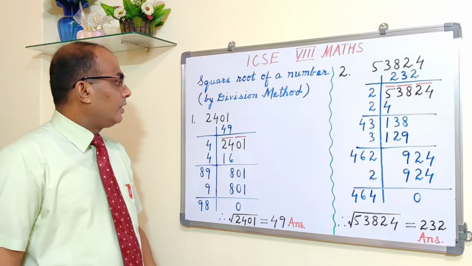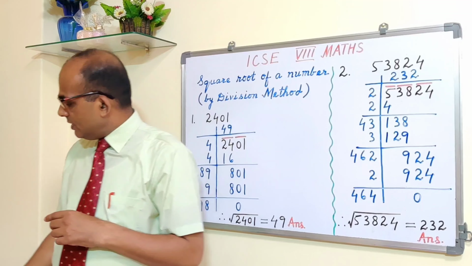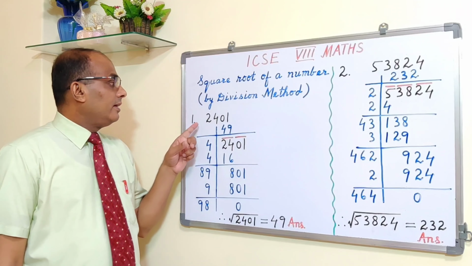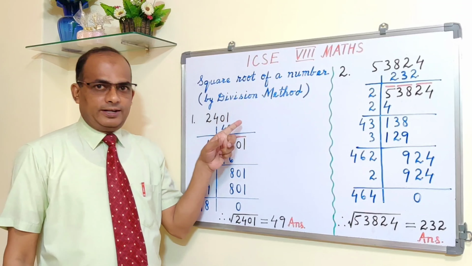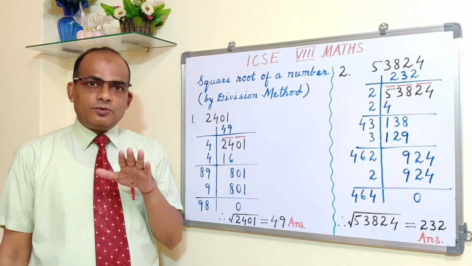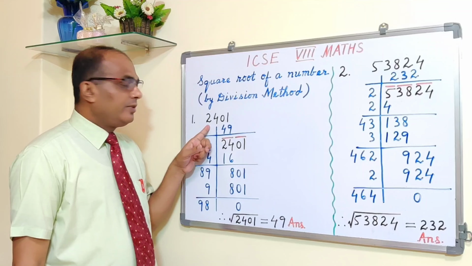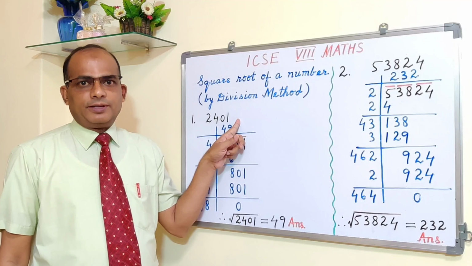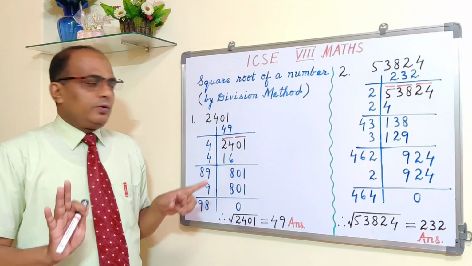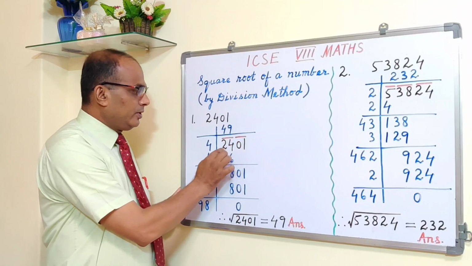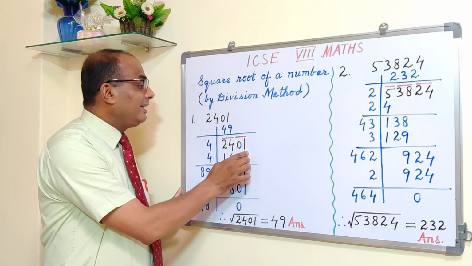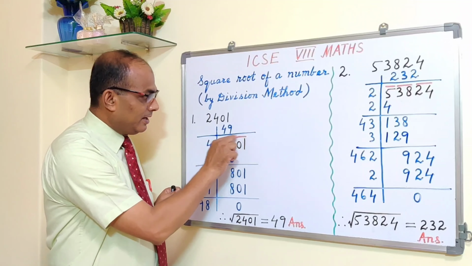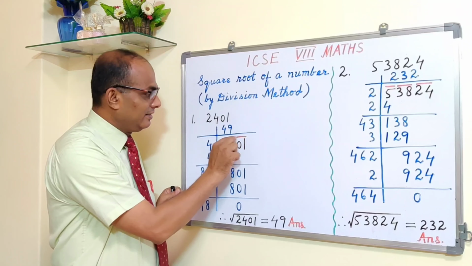Okay, now let's start. The first question I have taken is 2401. We have to find out the square root of this number 2401 by division method. So first we write down the number 2401 and then we place a bar. We place a bar, you can see it in red, this small line.